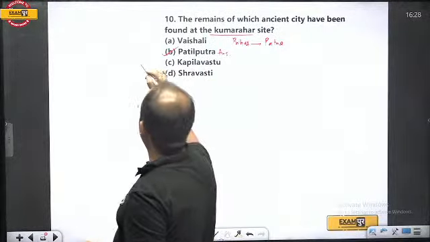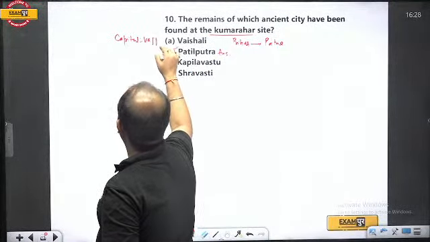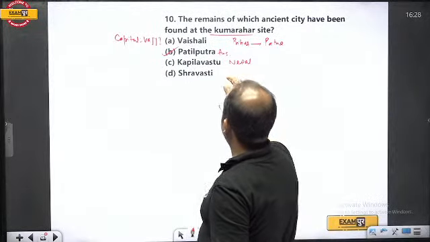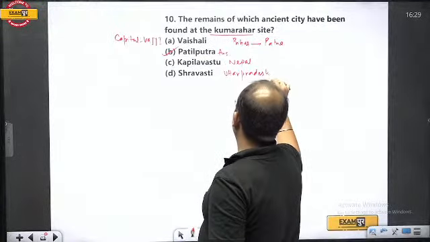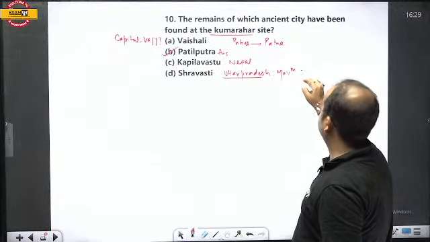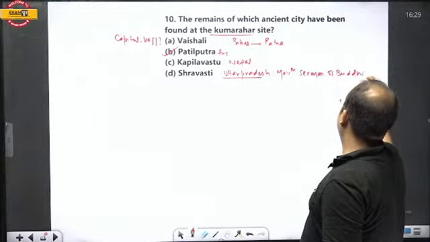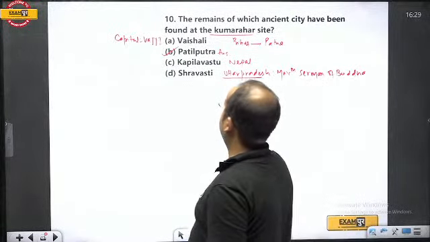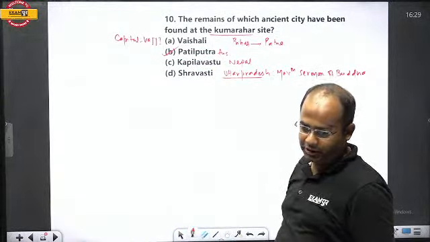Vaishali was the capital of the Vajji Republic. And Kapilvastu is in Nepal. And Shravasti is in Uttar Pradesh, where Buddha gave the maximum number of sermons. So the correct answer will be, guys, Patliputra. It is just 1.5 kilometers from my place. So the correct answer will be option B.